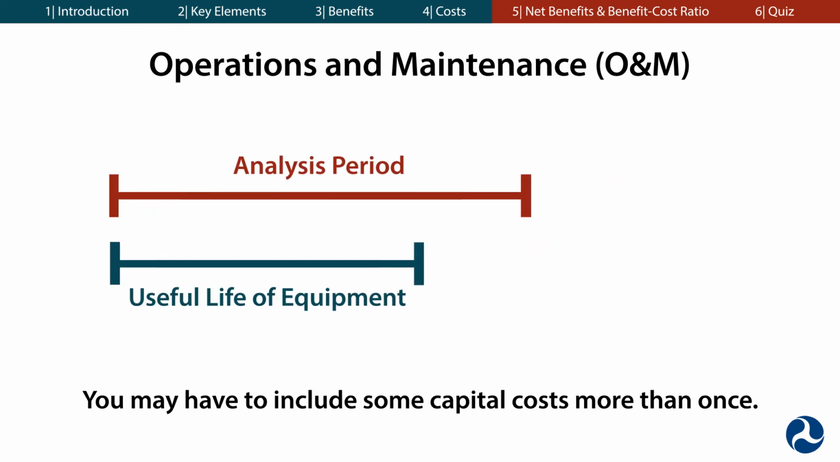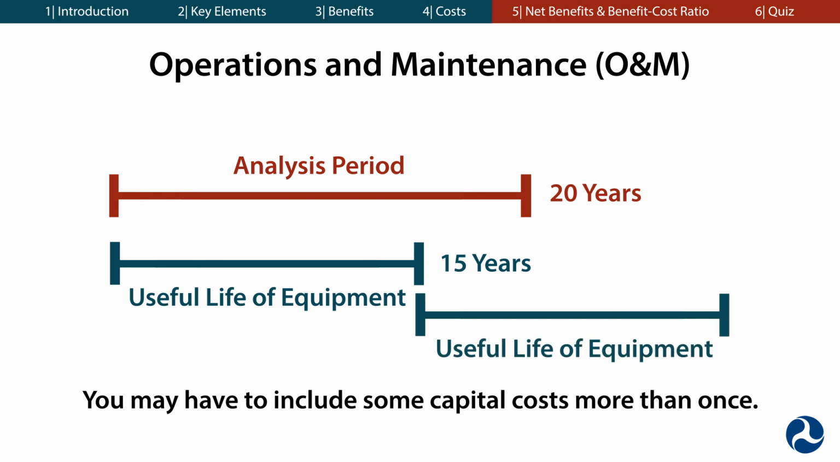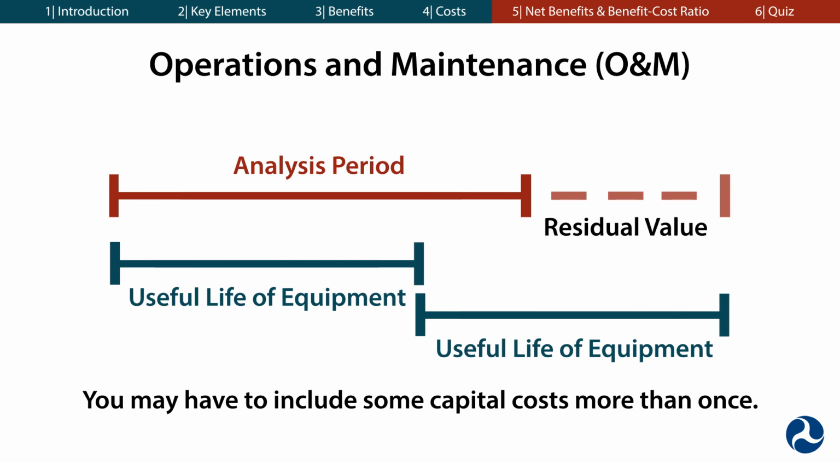For example, if your analysis period is for 20 years, and your BCA includes a piece of equipment designed to only last 15 years, you should assume that the full cost of that equipment will be incurred again in year 15. One way to account for assets still in use at the end of the analysis period is to net out the remaining value of the asset. This is called the residual value.